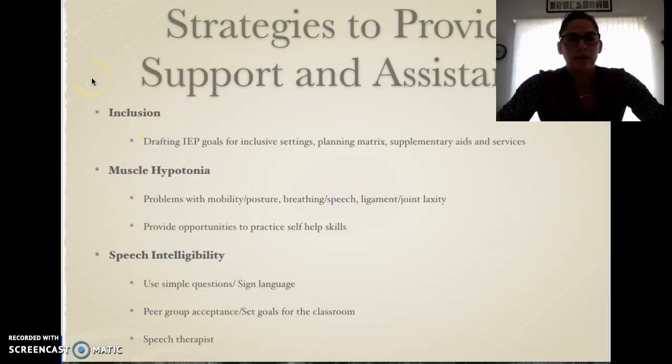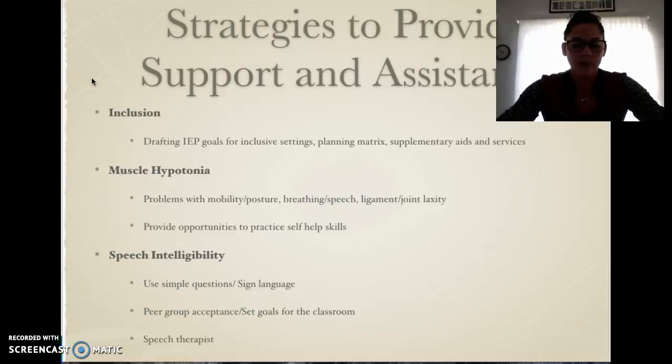So what can be done to help that behavior? Strategies to provide support and assistance. Inclusion. Students with Down syndrome benefit from education in the general education classroom setting when best practices are implemented. As long as the student is able to make progress towards their goals in an inclusive setting, the IEP team should not consider a more restrictive placement for them.